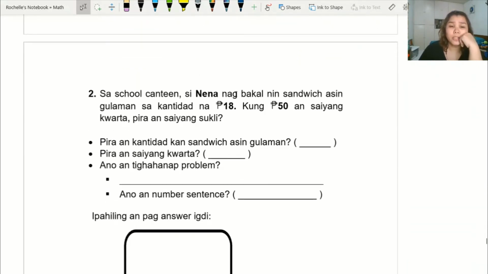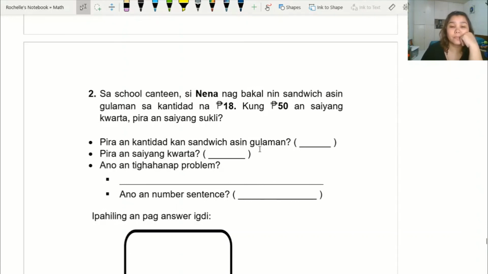Sa school canteen, si Nena nagbakaling sandwich asin gulaman sa kantidad na 18 pesos. Kung 50 pesos ang sa iyang kwarta, piraan sa iyang sukli. So, you answer the questions first. Piraan kantidad kan sandwich asin gulaman. Magkano lahat yung ginastos niya. Ipiraan sa iyang kwarta. How much is her money? Anong tigahanap sa problem? Ano ang hinahanap? So, ano ang number sentence?